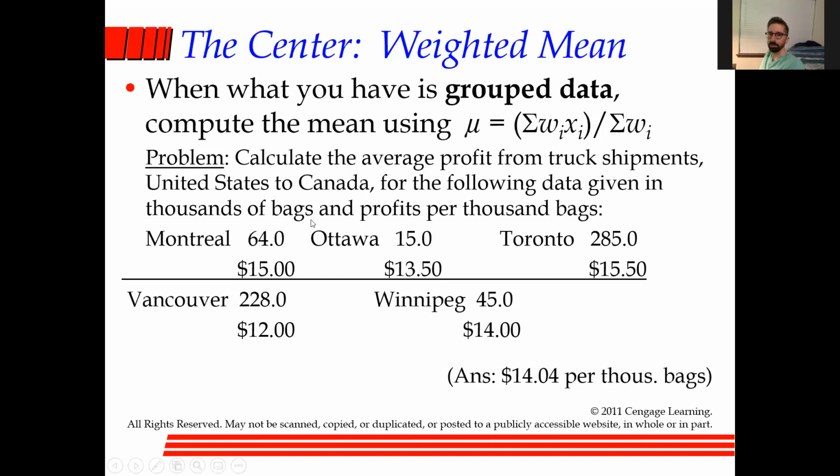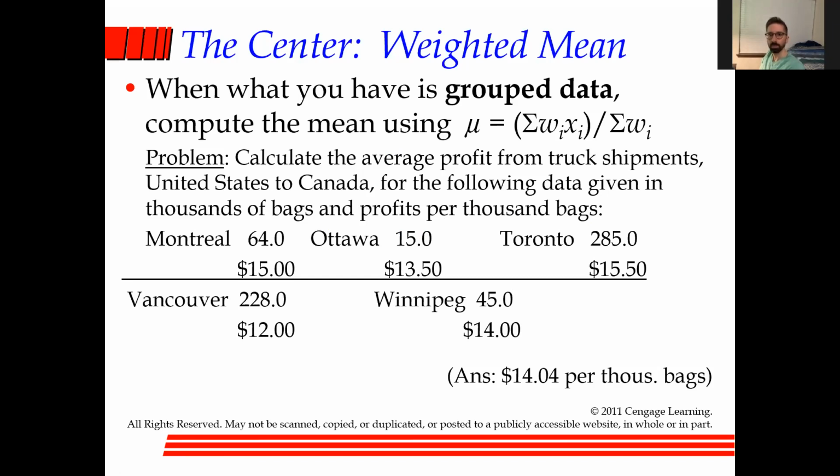Anyway, what are they doing here? They say calculate the average profit from truck shipments. So this is a little bit of a different question, right? The average profit from truck shipments U.S. to Canada for the following data given in thousands of bags and profits per 1,000 bags. All right. So what you're doing is you're multiplying the number of bags in thousands by the profits per 1,000 bags, right? And that should give you total profits.